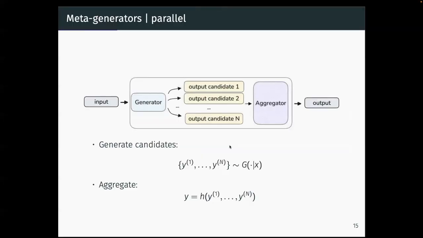In parallel generation, the idea is what it sounds like. We have some input, and we call our generator model to generate multiple candidates. Then we pass those to some aggregator, or aggregation function, and it ultimately decides what the final output is. You can decide which aggregator to use.